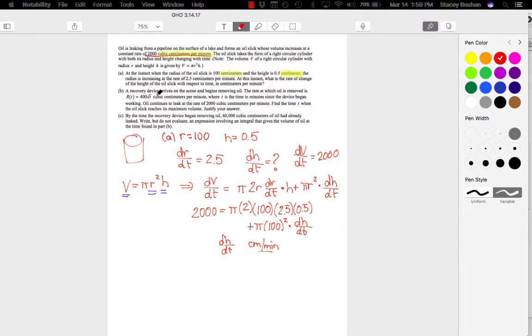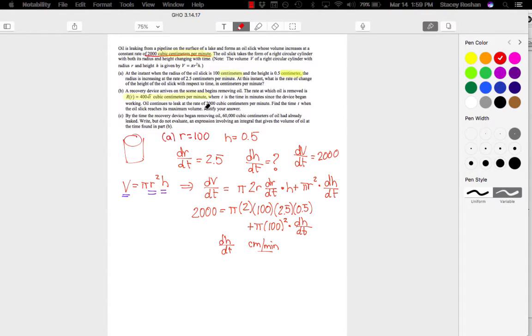They tell us a recovery device arrives on the scene and begins removing oil. So remember when we were looking at the note card, we were doing fill minus the emptying. So now we are removing. We are going to be emptying something. And this is R of t, and it is in cubic centimeters per minute, which means it is a rate. But remember, units are helpful.